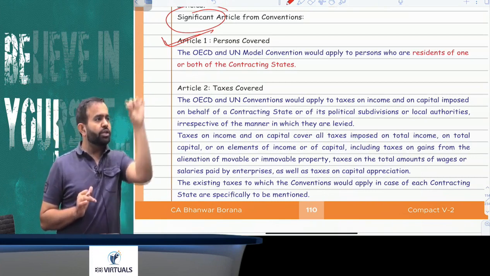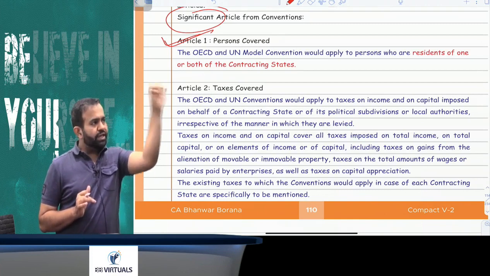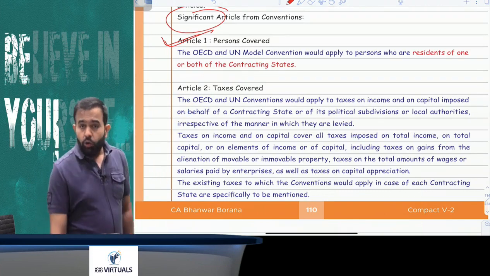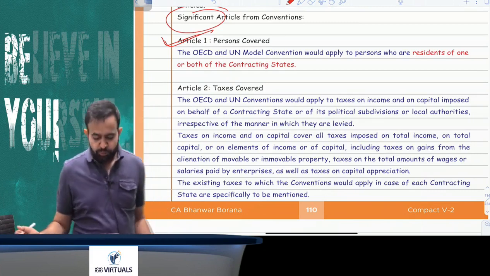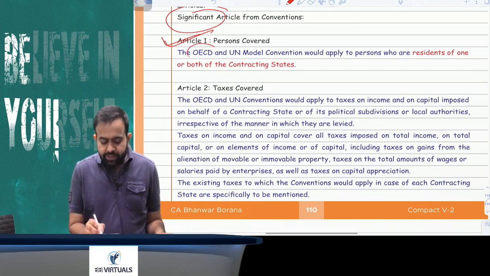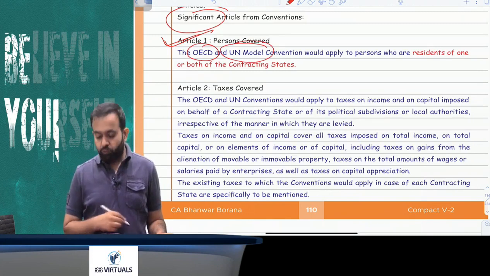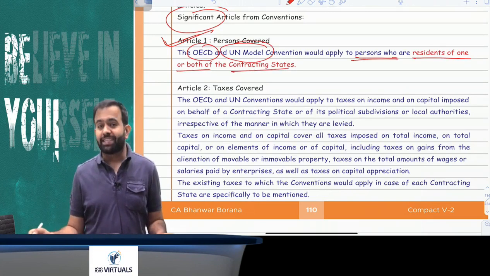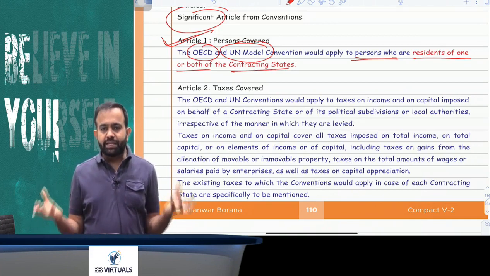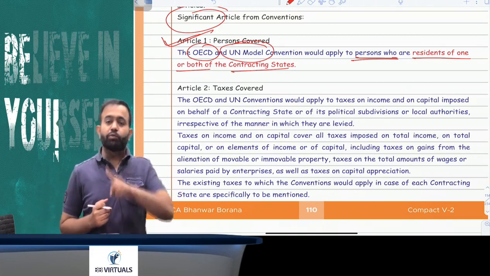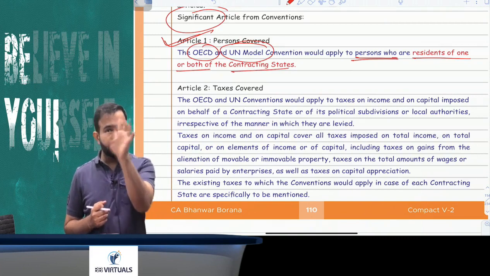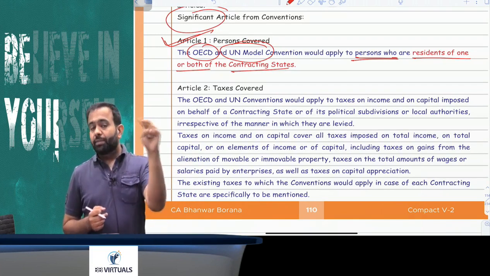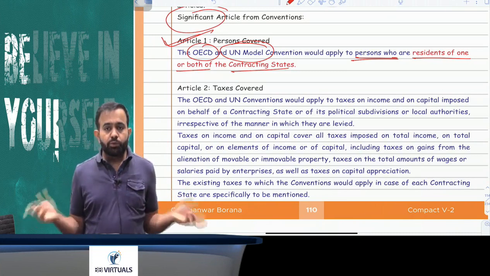Okay, the US model: whenever the US is going for an agreement with any other country, they follow the US model. Now article number 1 is your persons covered. In the OECD as well as the UN model, it would apply to a person who is resident of one or both of the contracting states. Contracting state means the countries which are going to enter into the agreement. For our example, the contracting states were Singapore and India. That agreement was applicable to India as well as Singapore persons resident.